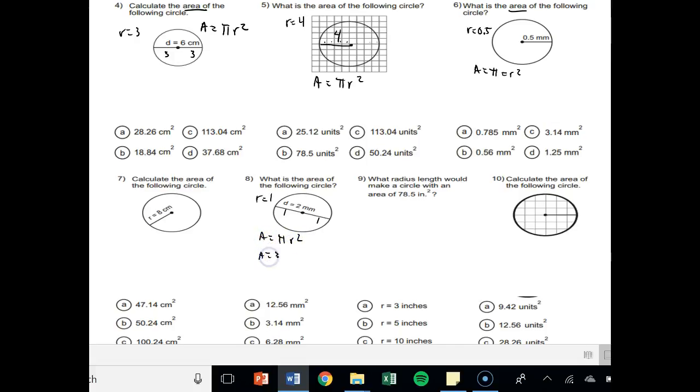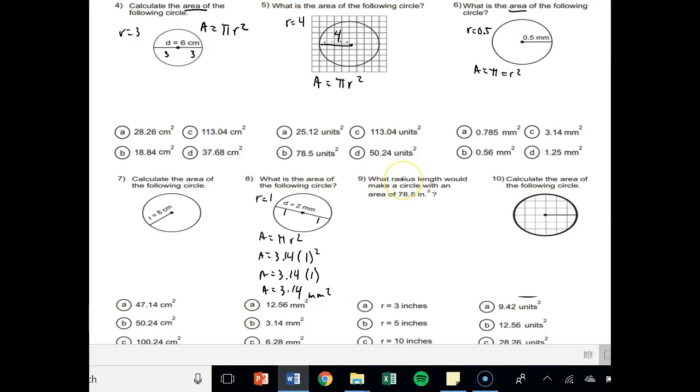Area is equal to 3.14 times 1 squared. That's just 1 times 1, right? So area is equal to 3.14 times 1. 1 times 1 is equal to 1. So your answer is B there. Area is equal to 3.14 millimeters squared, right?